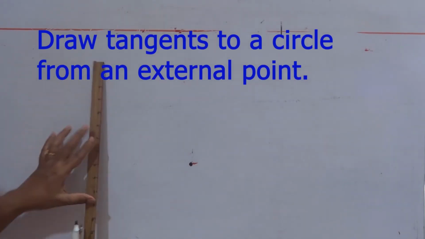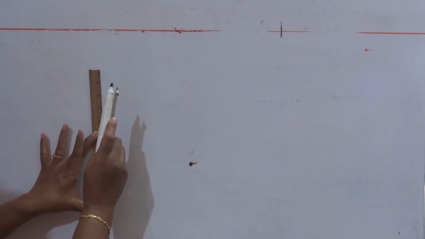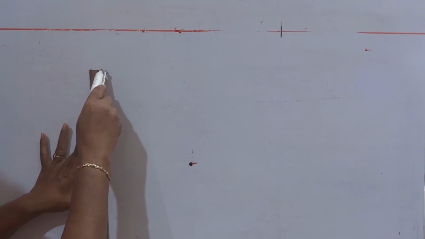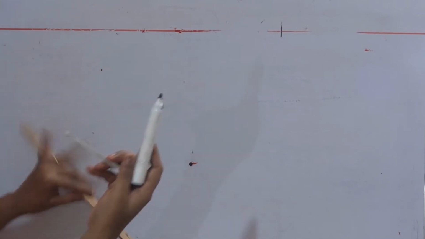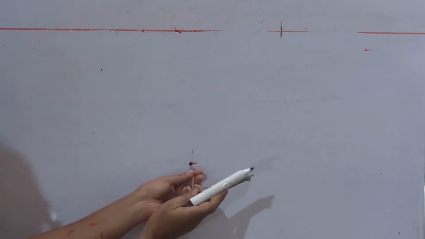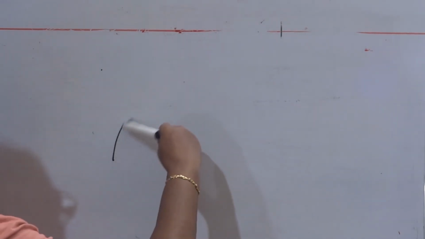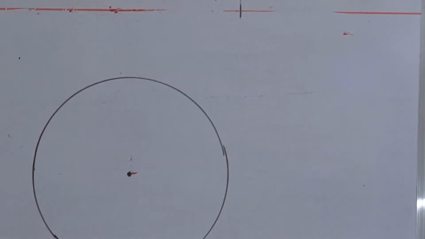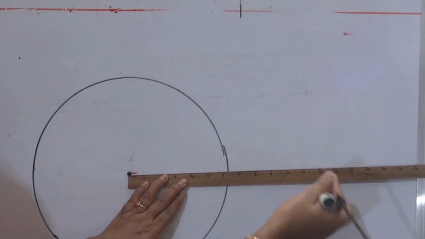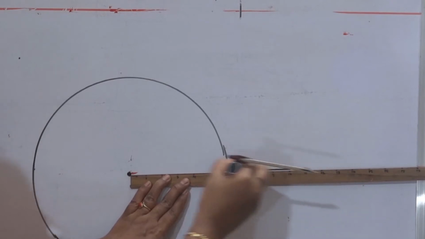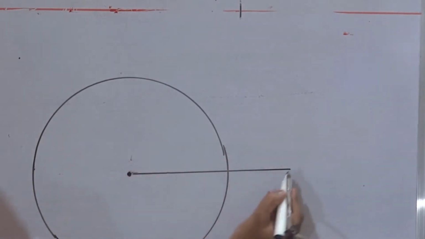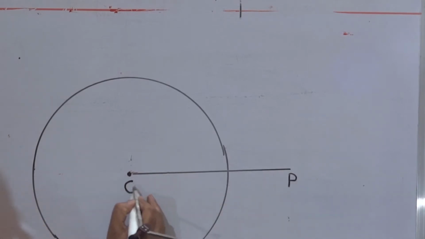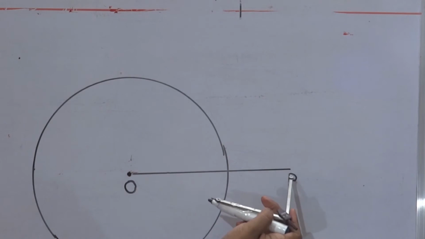Construction. First we have to draw a circle of radius 6 centimeters. Let me take the distance between the needle of the compass and the pencil as 6 centimeter and draw a circle. Now from the center, mark a point 10 centimeter away from the center. This is point P outside the circle. This is the center of the circle, O. Now we have to draw the tangents to the circle of center O from an external point P.